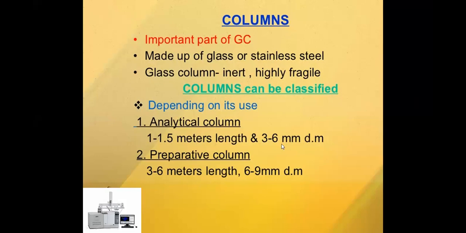For an analytical column, for qualitative purposes, one can use a column with a very small length as well as diameter, for example, 1 to 1.5 meter length and 3 to 6 millimeter diameter. Again, there should be a proper proportion of width to height. And the preparative column is obviously for quantitative analysis, so we need to use a large size column.